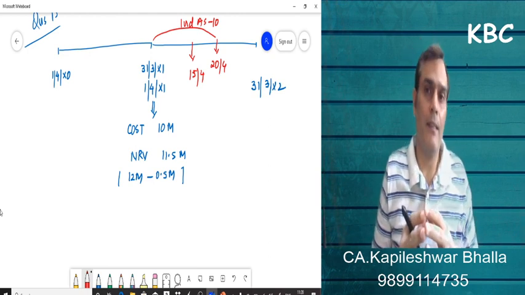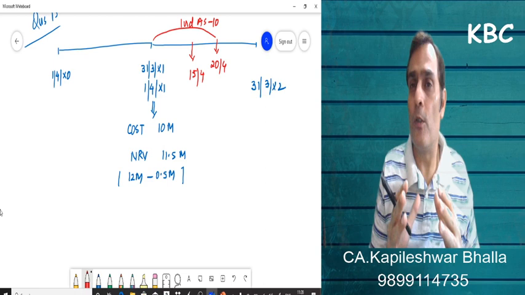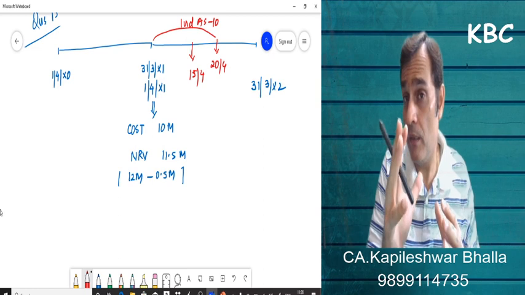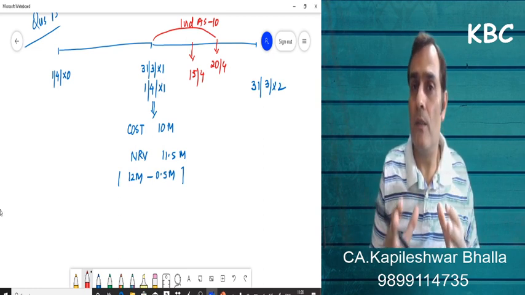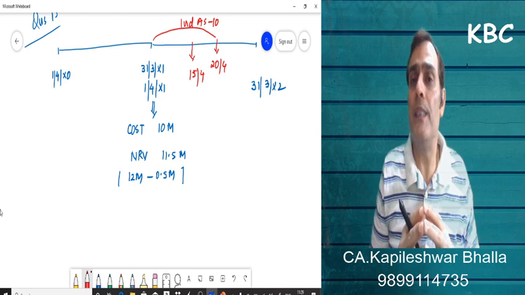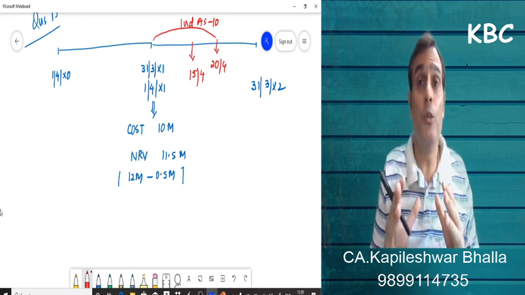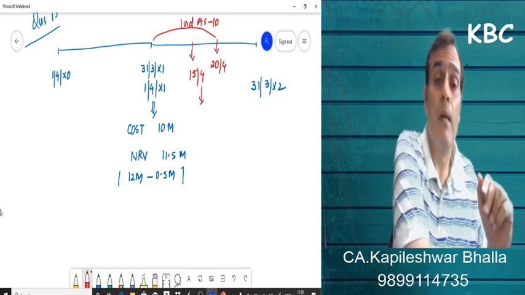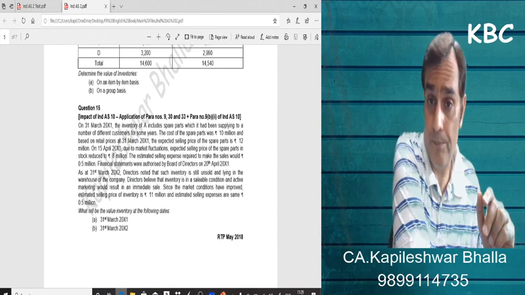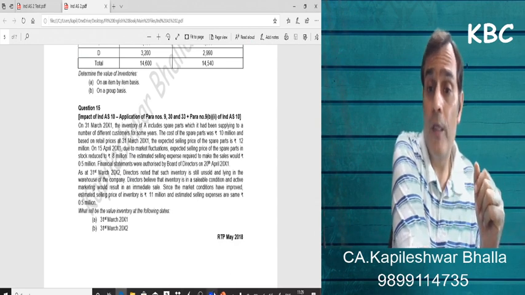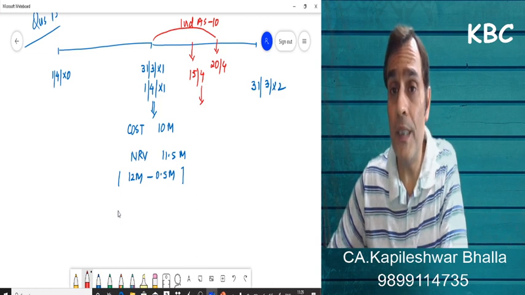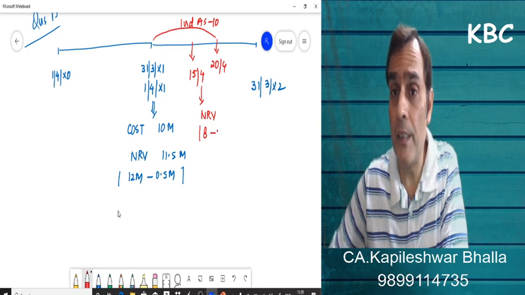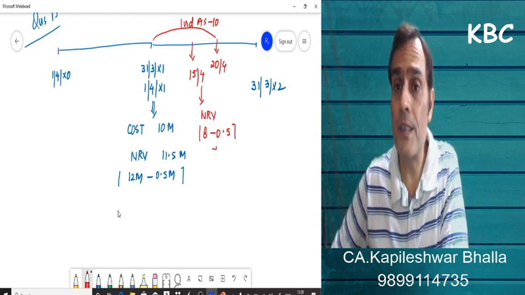Now on one hand, we need to apply the concept of estimating the NRV considering the impact of Ind AS 10. Mind the words. When I'm sitting on 31st March X1, I knew the NRV is 11.5, but due to the impact of Ind AS 10, we are also given clearly that the market prices, I think, fell down to 8 million. Yes, and 0.5 million is the estimated cost. So we can say the NRV based on 15th April is 8 million minus 0.5 million, that works out at 7.5 million.